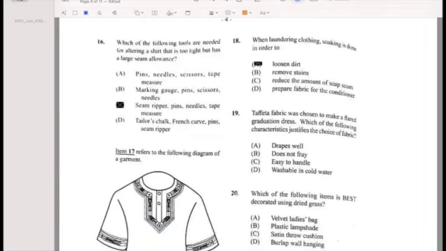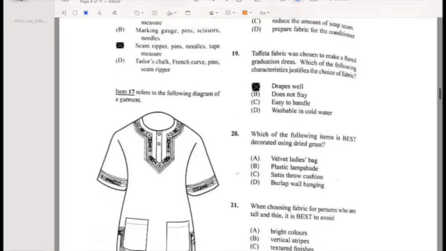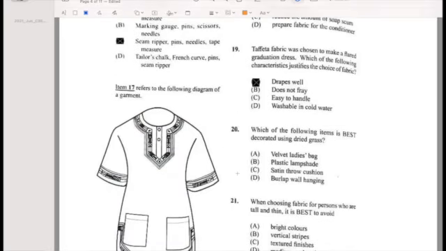Fabric one chosen to make a flare and gradation dress. Which of the following characteristics justify the choice of this fabric? All right, number 19 will be drape well. So that's letter A, sorry. Which of the following term is best decorate using dry grass? So number 20, your answer should be D.